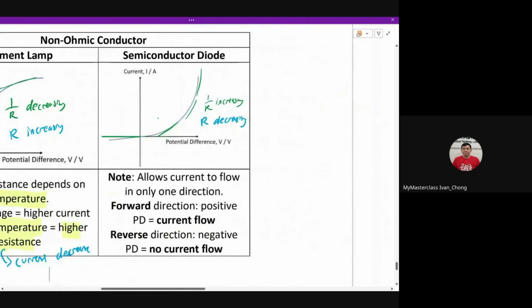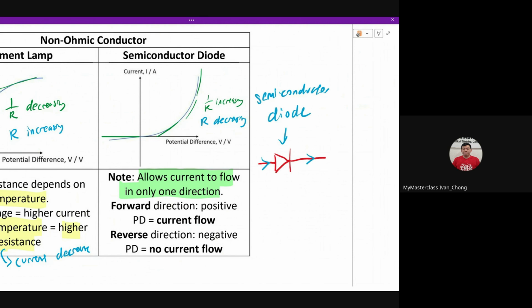And your semiconductor diode is a bit special. To draw it, it looks like this. This is a diode. Okay, this is a semiconductor diode. Sometimes we just call it a diode itself. So what's the function of a diode? It only allows current to flow in one direction. If you notice the shape, it only allows current to flow like this. So if you draw the same thing, and your current wants to flow in the opposite direction, what happens?